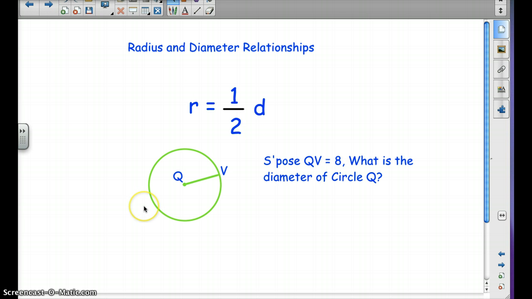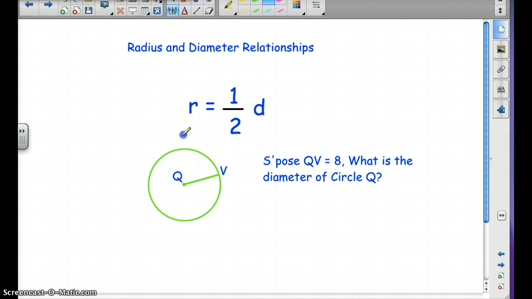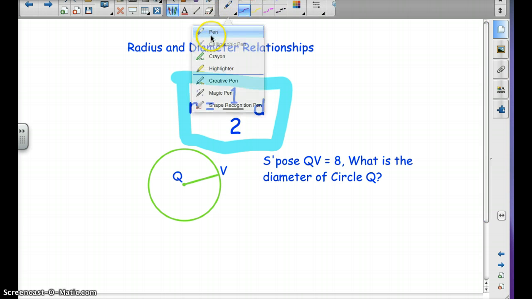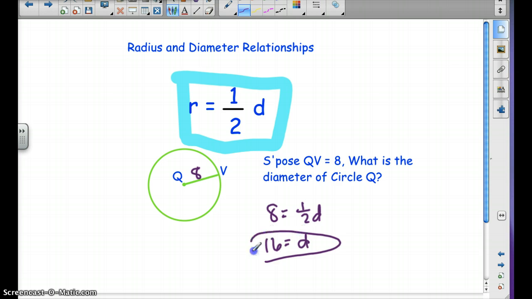Now, the radius and diameter relationships. We should know that the radius is half of the diameter, and that's going to help us. So we need to know that. And if you want to write that in your packet, that's fine. Okay, so suppose that QV is 8. We want to find the diameter. So if 8 is half of the diameter, then the diameter is going to be 16. Okay?